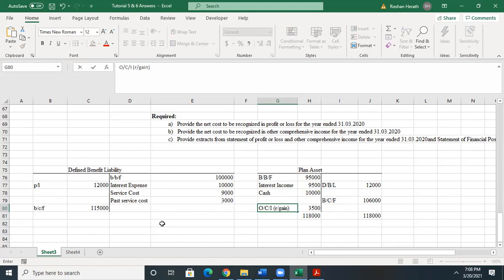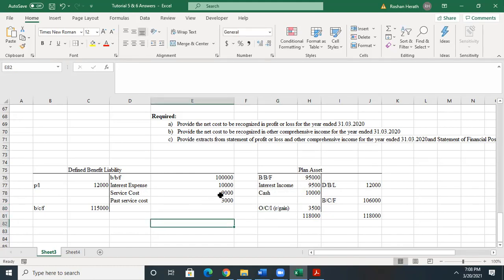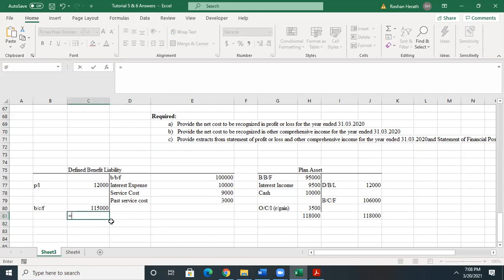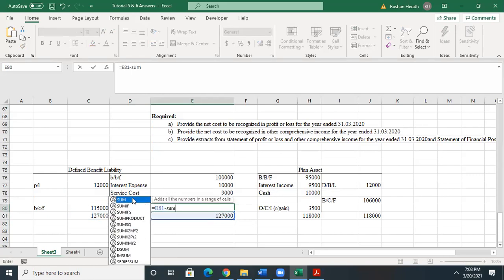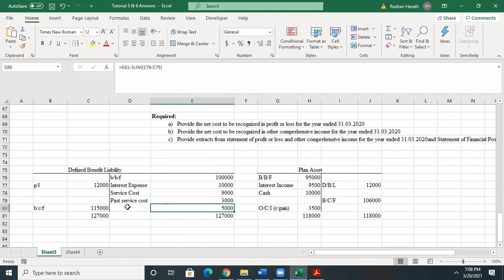Similarly, you can look at which side is the greatest. Again, this side is the greatest. You can take the summation, which is 127,000. So there it comes, the 5,000, and it's a remeasurement loss. It should go to the OCI, and that is the remeasurement loss.